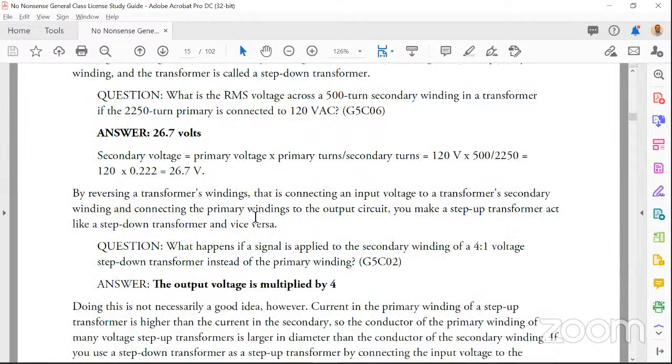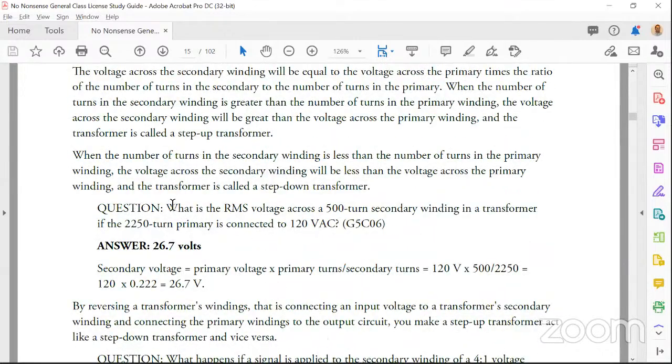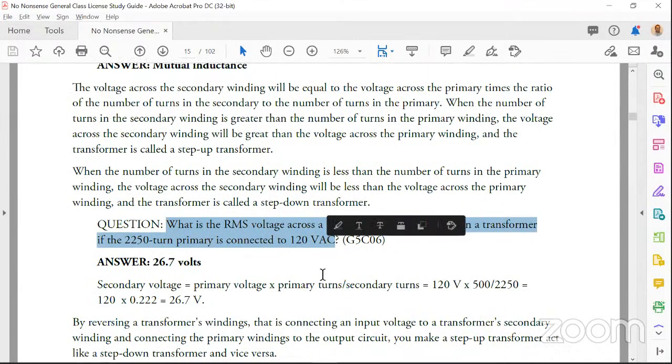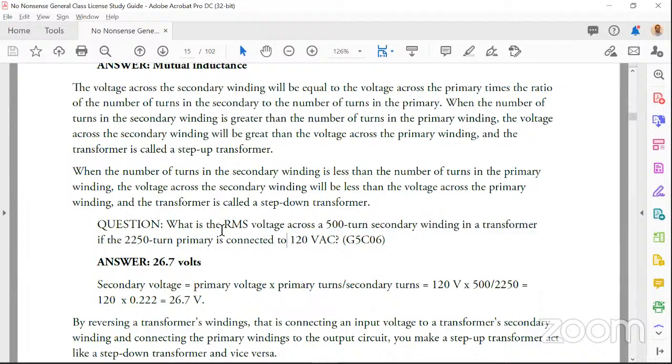Okay, we stick to transformer related questions. Next question in the question pool. What is the RMS voltage across a 500 turn secondary winding on a transformer if the 2250 turn primary is connected to 120 volts AC? All right, long-winded question, but let's dissect it. What are they asking us? They're asking us what is the RMS voltage.